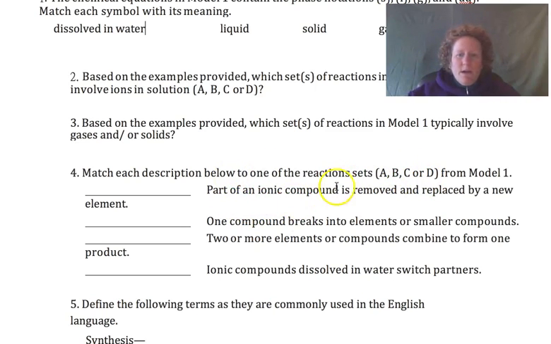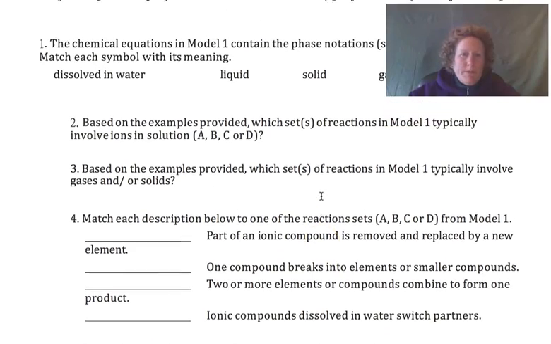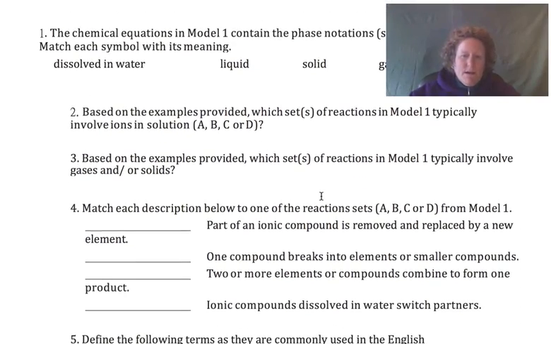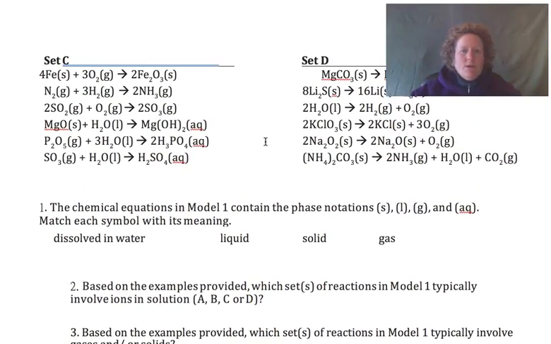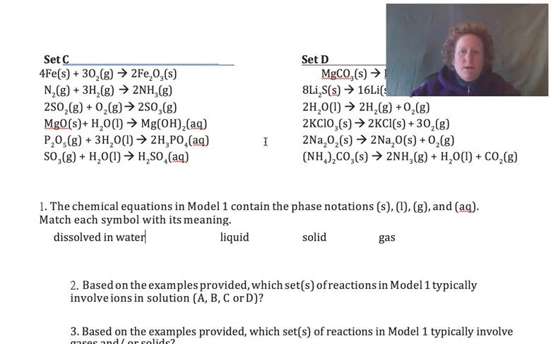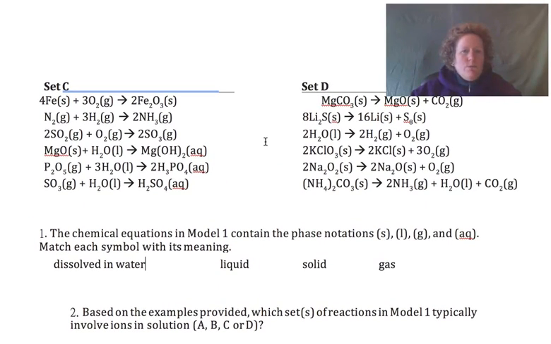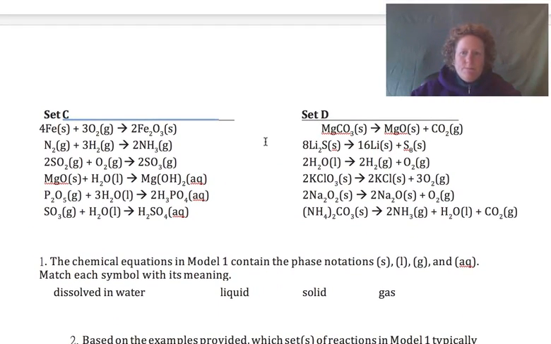So part of an ionic compound is removed and replaced by a new element. So which group has an ion or a molecule, which is a solid, which is then dissolved in water, pulled apart into ions, and one of those ions is replaced by a new ion? So sort of one partner switches out here. Let's look at which one that might be.